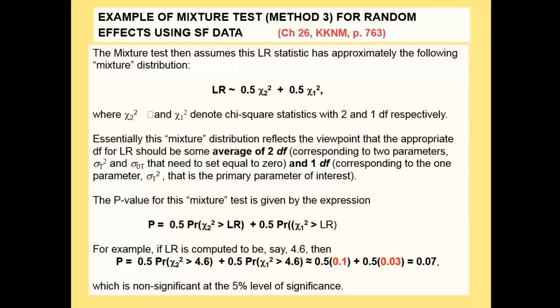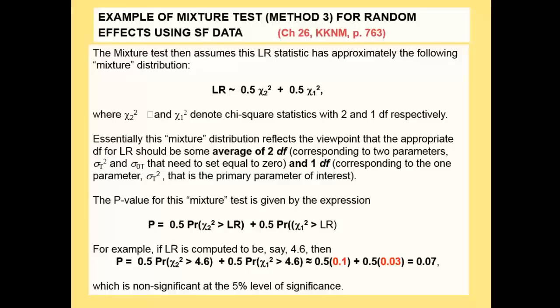Essentially, this mixture reflects the viewpoint that the appropriate DF should be the average of 2 degrees of freedom, corresponding to 2 parameters that need to be set equal to 0, and 1 degree of freedom, corresponding to the 1 parameter that is the primary parameter of interest. That's why that's there. Now, this is how it's computed, but it can be computed using the program by just telling the program what the two models are, and the program will do it for you. But look at this, this is a formula.